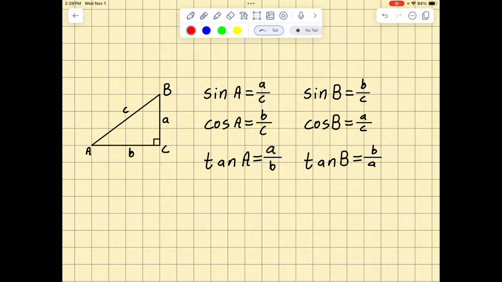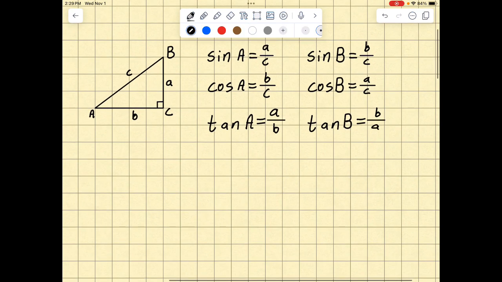With the sine, we said the sine of A is the opposite over the hypotenuse. The cosine of A is the adjacent over the hypotenuse. And the tangent of A is the opposite over the adjacent. So you can add these generalizations.